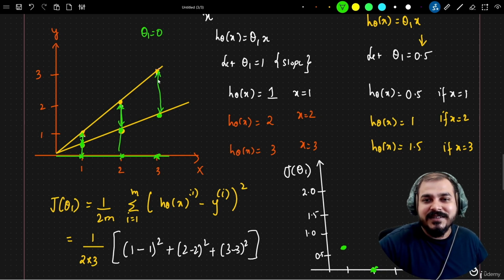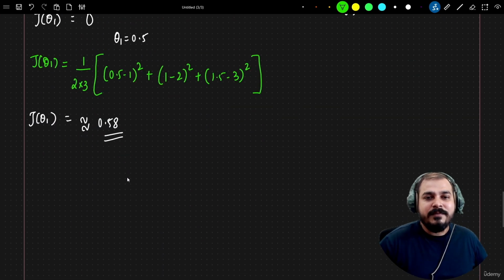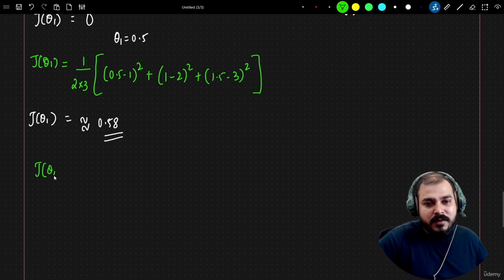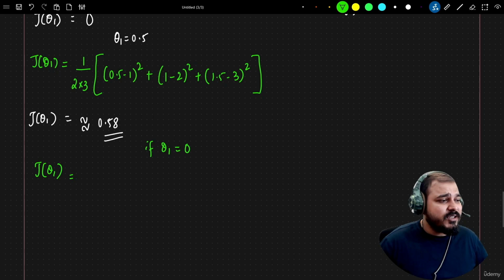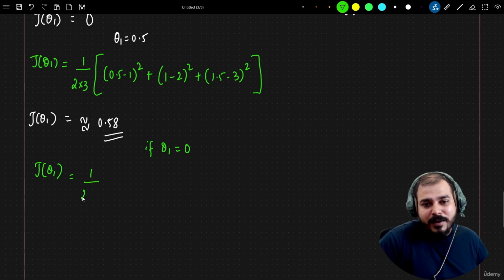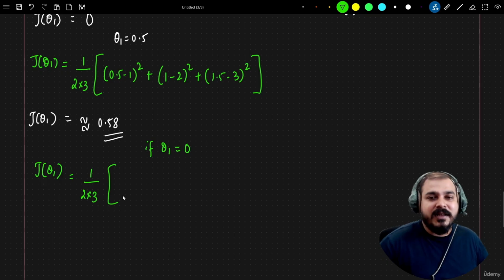Then I consider that when I try to calculate j of theta 1, if my theta 1 is equal to 0, in this particular case, what will happen? J of theta 1, just try to compute it. It will be very simple. Here I will write 1 divided by 2 multiplied by 3.